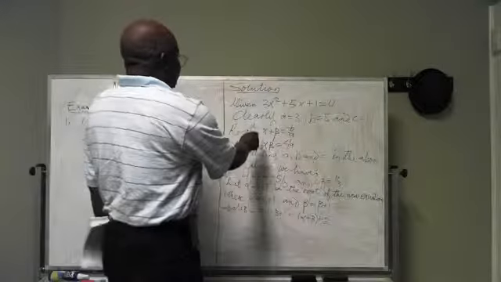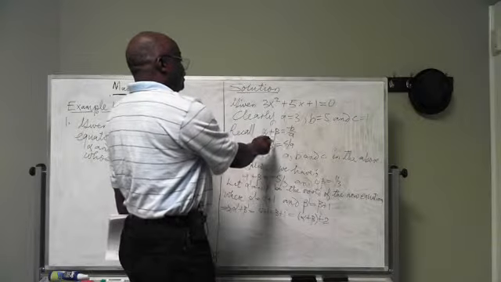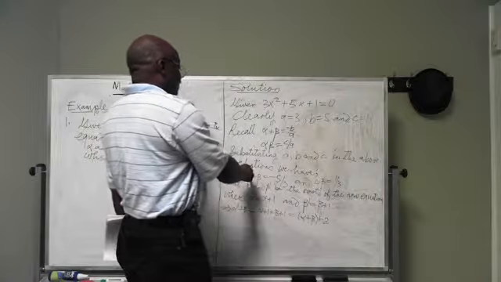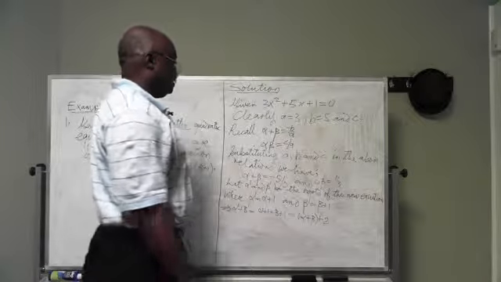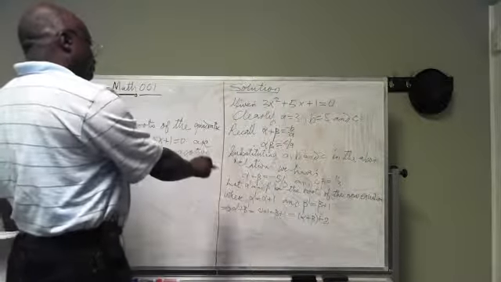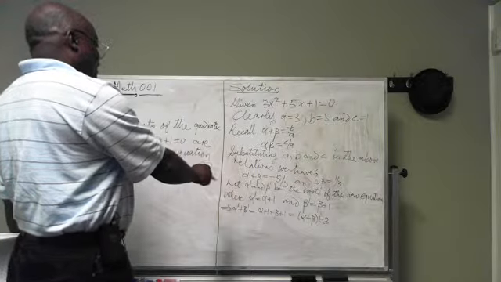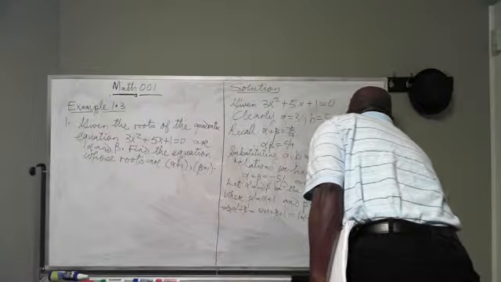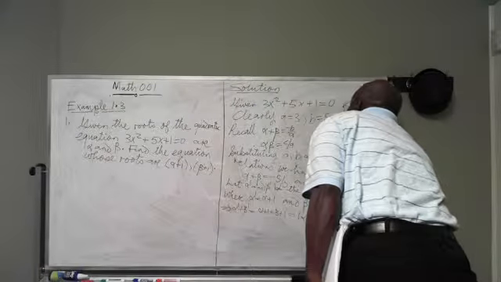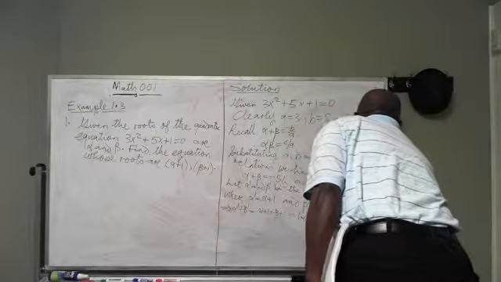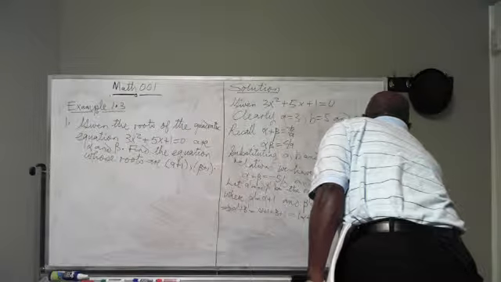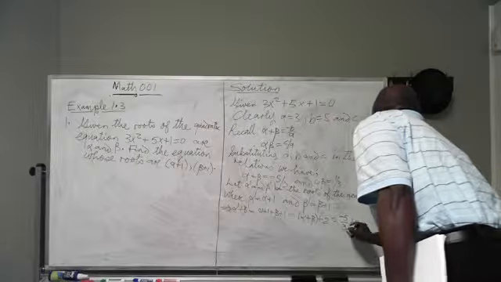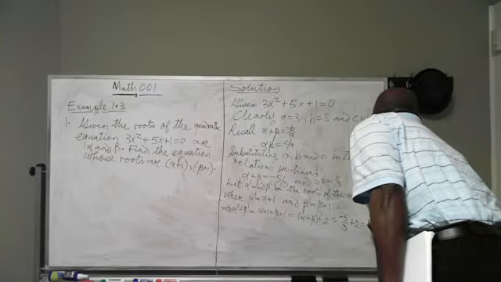We know from here that alpha plus beta equals minus 5 over 3. So if we substitute for alpha plus beta in this relation, we will have minus 5 over 3 plus 2, which gives us 1 over 3.